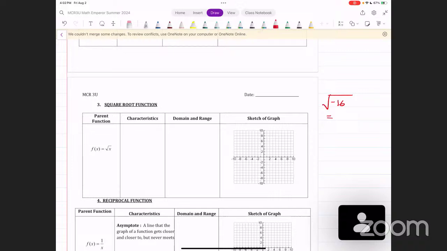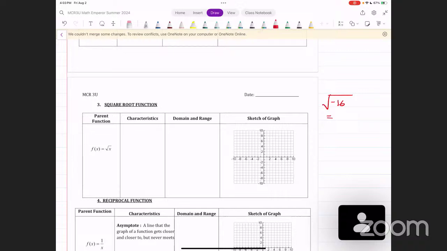Okay, what did you get? Square root of negative 16. What did you get? It says 4i.